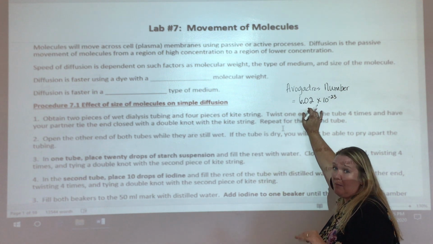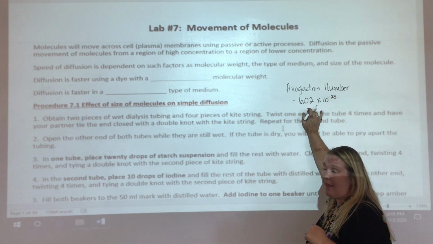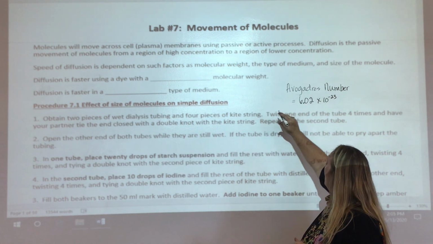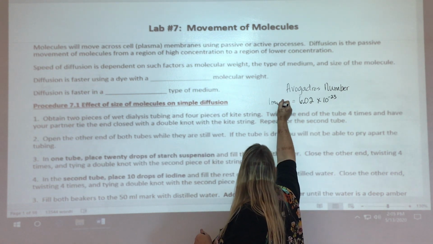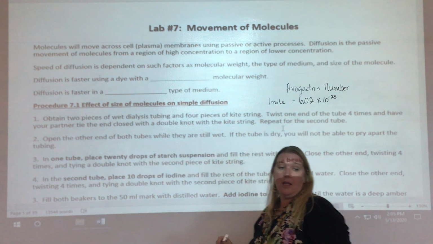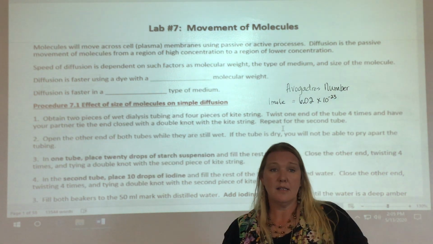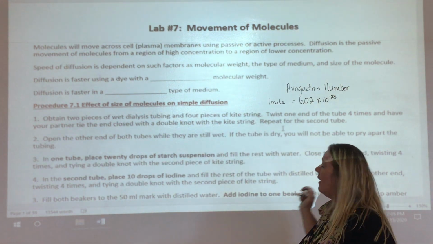Unless you're taking chemistry, then it'd be really helpful. So go ahead and plug that in, okay? So 1 mole of an element is going to be that.